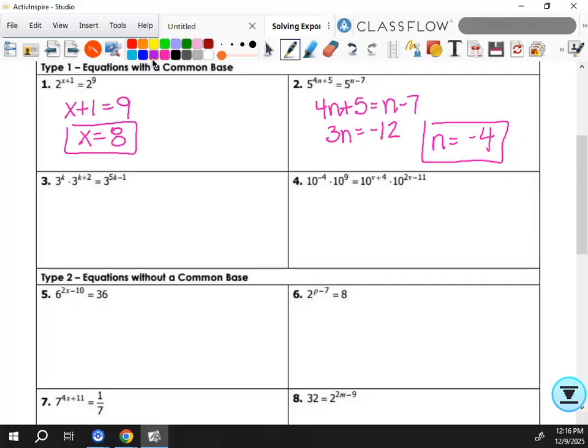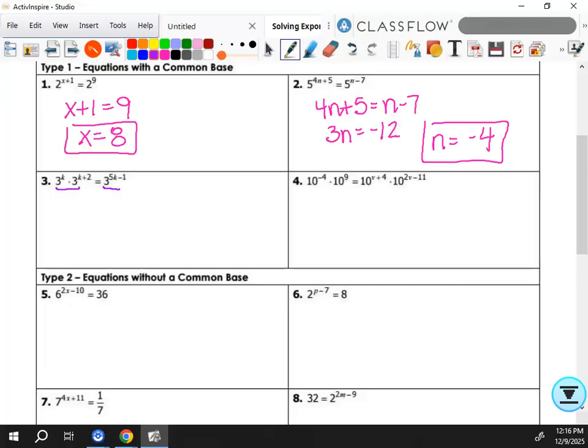Everybody good so far? So looking at number 3, do you think it would be legal for me just to drop my 3's right now? Do I have a single exponential on either side of the equal sign? I do not. I've got a single one over here, but I've got 2 being multiplied over here. And if you're going to multiply 2 terms with the same base, what is the rule for the exponents? What do you do with them?